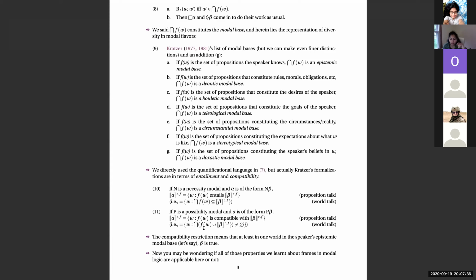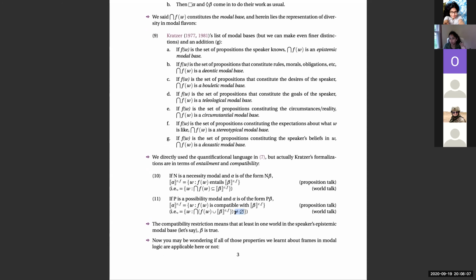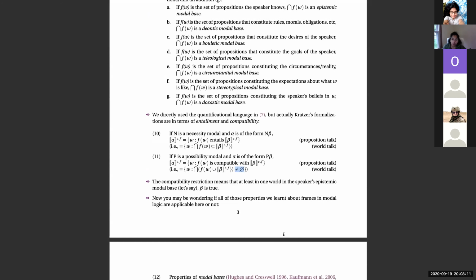Okay. So the idea is if you look at this set of worlds and you look at the set of worlds given to you by the proposition, there has to be something shared by both of them. So that will be this intersection that I have. This is a product of LaTeX. In LaTeX, you get the union by writing cup and the intersection by writing cap. And sometimes when you're sleepy, you can write cap for cup and cup for cap, and then you end up with all this. Okay, so the idea is this shouldn't be a null set. The intersection shouldn't be a null set. Okay, so the compatibility restriction means that there is at least one world in the speaker's epistemic modal base. Let's say we're dealing with an epistemic modal base where beta is true.